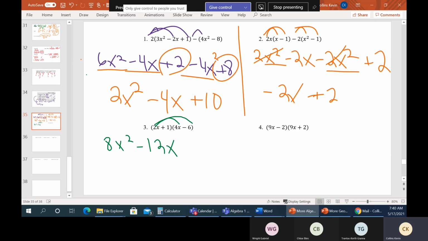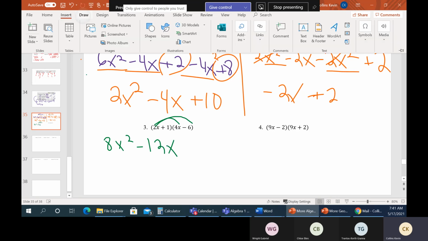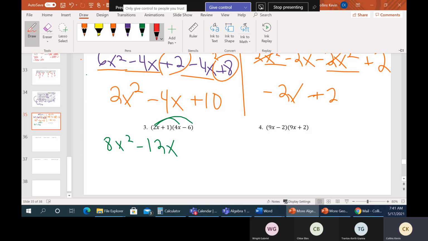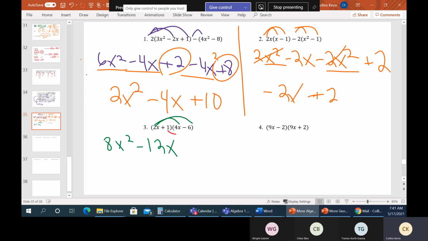All right, so then we move to the inside guys. Let's go ahead and do that. So I've got 1 times 4x, so that'll be plus 4x. And then finally we've got 1 minus 6, it's just minus 6. Okay, so we have 4 terms. So we're pretty confident that we've taken care of everybody that needs to be taken care of, right?